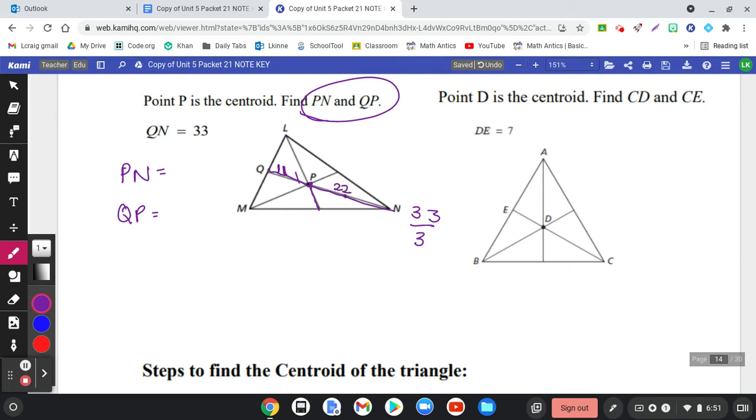So now take a look. PN is 22. QP is 11. That's it. All right, DE is 7. It wants us to find CD and CE. Well, CD is the little part. So again, this part is double that. So that's going to be 14. All right, so CD is 14, and the whole thing is 21.